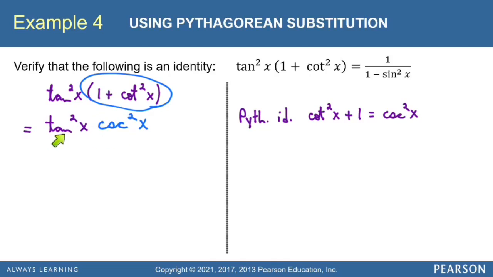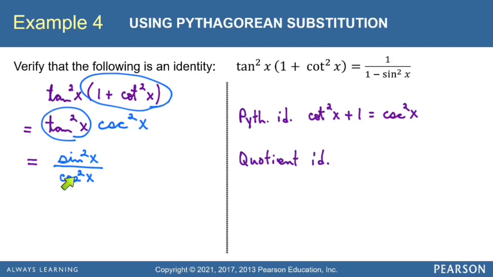Now, this is good as far as it goes, but you can see that we're not there yet because this does not yet look like the right side. So now I'm going to use the strategy of writing everything in terms of sines and cosines. First, I'm going to circle my tangent squared x, and I know that tangent squared x can be replaced with sine squared x over cosine squared x, and we used a quotient identity to make that substitution.